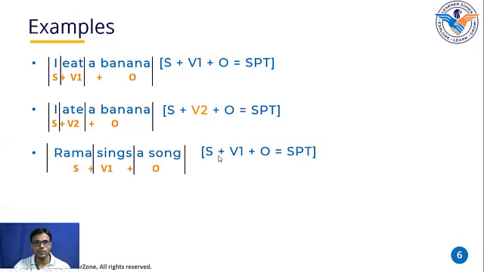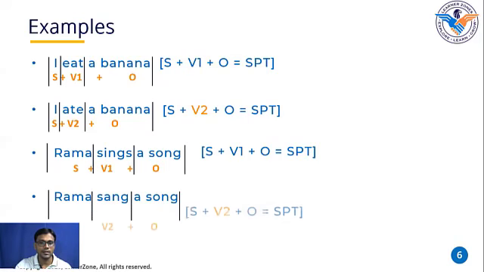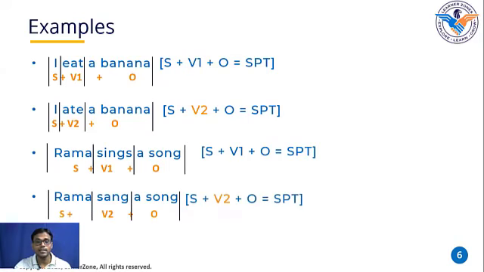If I replace this V1 with V2, then it becomes simple past tense. Rama sang a song. Okay? S plus V2. Sing, sang, sung. If you have written all the 50 verbs in all the three forms, then definitely you would have known this. If you haven't done that exercise yet, please do it. It will help you a lot.